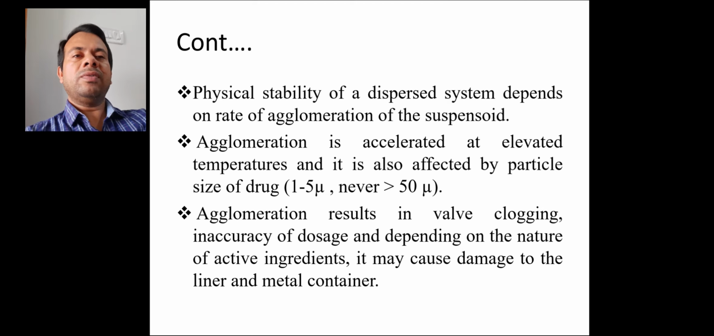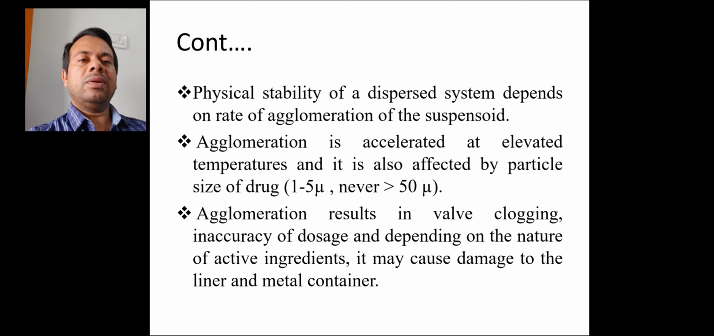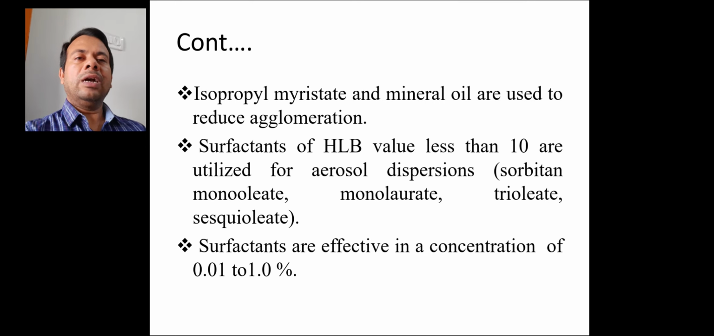Physical stability of dispersion system depends on rate of agglomeration of the suspensoid. Agglomeration is accelerated at elevated temperature and it is also affected by particle size of drugs, which is 1 to 5 micron, and it should never be greater than 50 micrometer. Agglomeration results in valve clogging, inaccuracy of doses, and depending on the nature of the active ingredient, it may cause damage to the liner and metal container. Isopropyl myristate and mineral oil are used to reduce agglomeration.